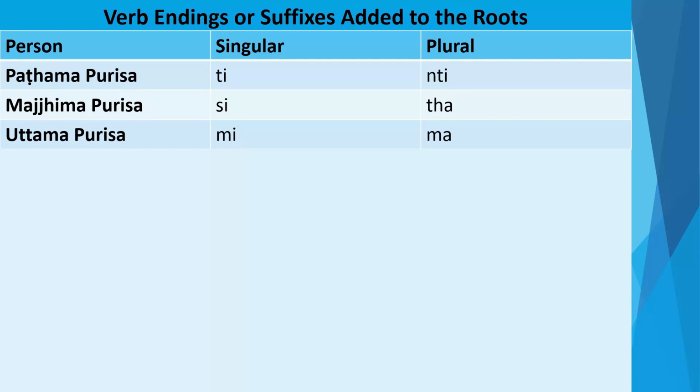Remember that when you add Uttama Purisa singular and plural suffixes to the root, the last vowel of the root should be lengthened. Gachami. Gacha root ends with a short vowel, and that vowel should be lengthened or pronounced long before adding this suffix. Gachami should be pronounced as gachaami. Gachama becomes gachaama.